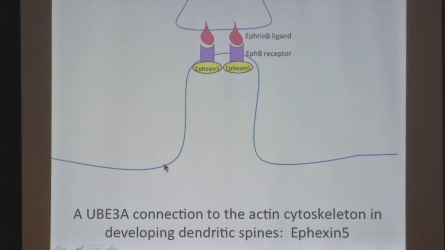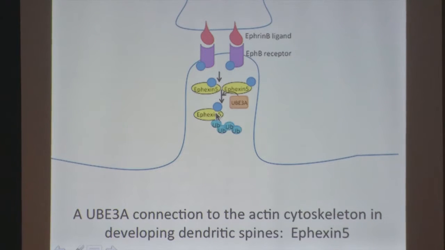So when a dendritic protrusion, which is what was represented here, finds a bouton on a neighboring axon, it engages some receptors called EphB receptors. They release ephexin 5, which also gets phosphorylated in the process. So these little blue things are phosphorylation. And then ephexin 5 can be degraded in its phosphorylated form by UBE3A.